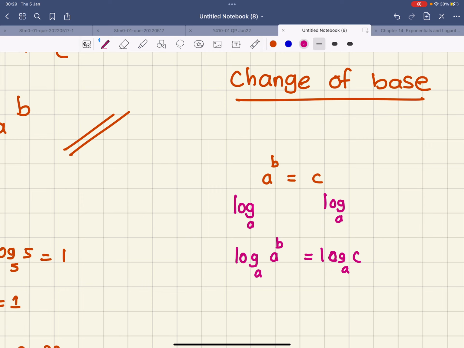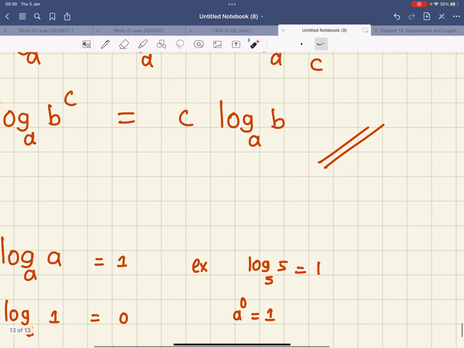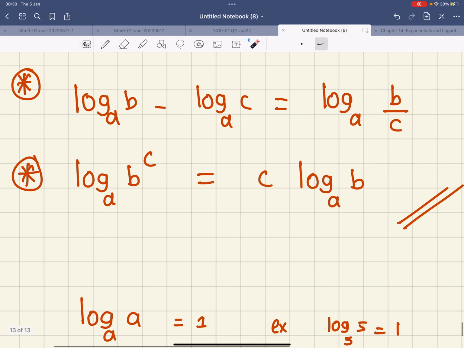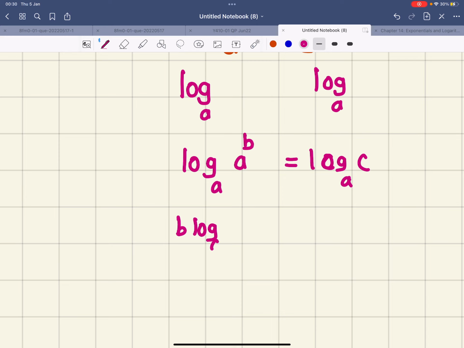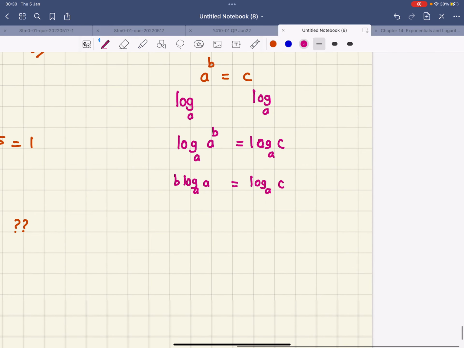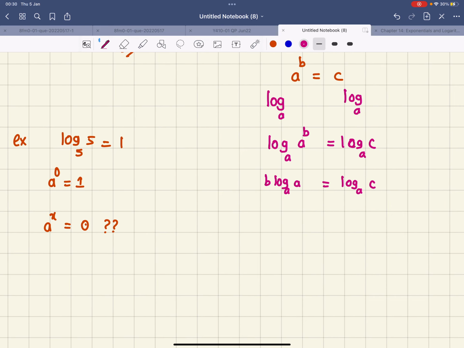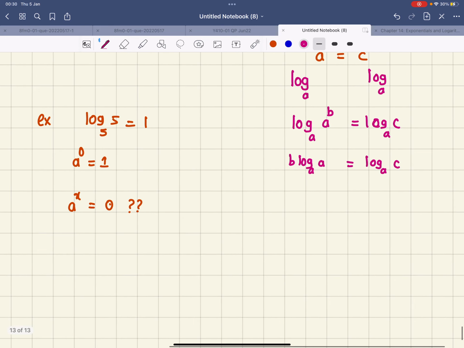And from rule number 3 that we have written, log of b to the power of c is equal to c log b. You bring the b at the front: b log_a a is equal to log_a c. Log_a a, we have just understood, should always be 1, so therefore b is equal to log_a c.